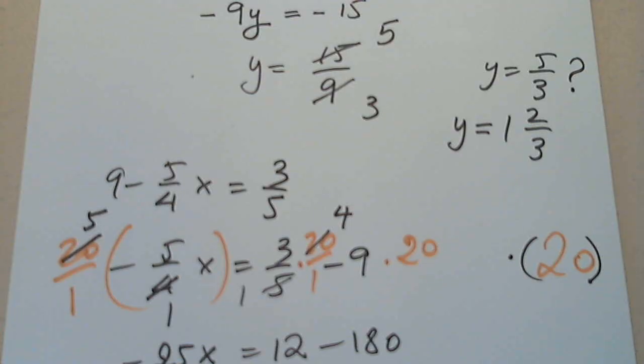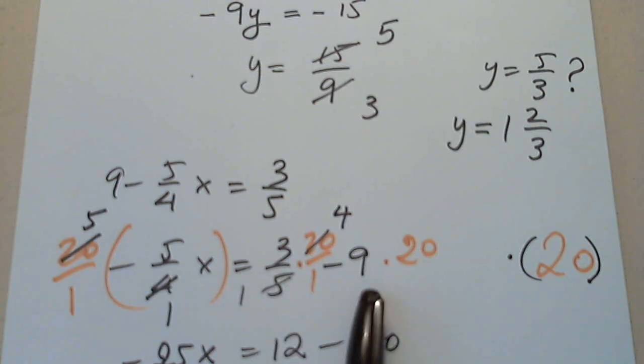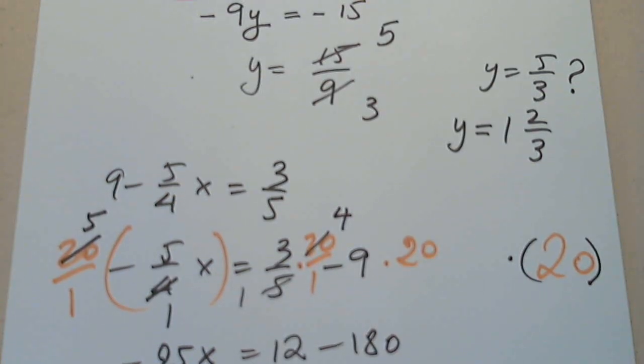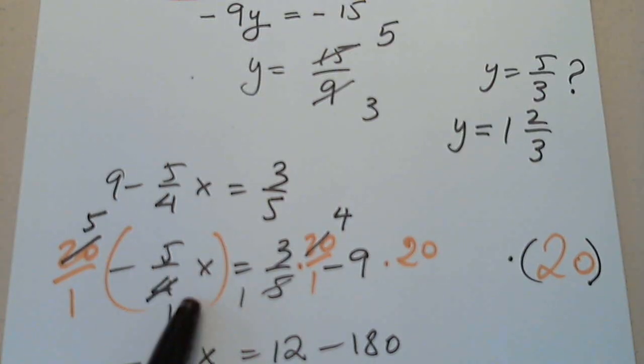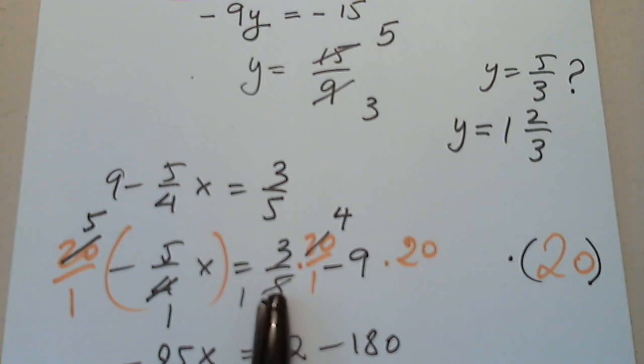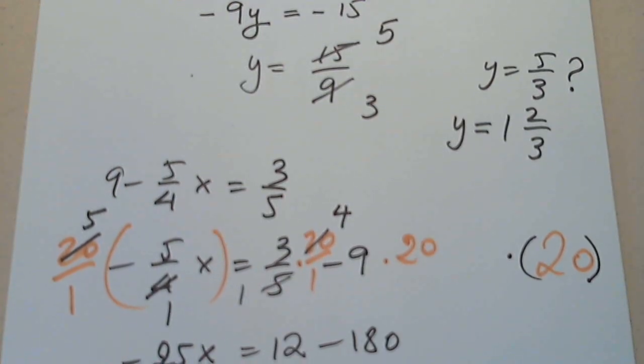Please remember, you have to multiply everything by 20. Don't say, I'm going to multiply just the fractions and forget about 9. You cannot do that. Every term, every quantity, everything has to be multiplied by 20. When I multiply the first term by 20, I get negative 25x. When I multiply the second in line, I get 12. When I multiply the last one, because this is 9/1, it's another fraction, I get negative 180.